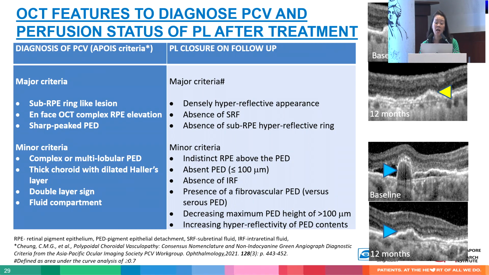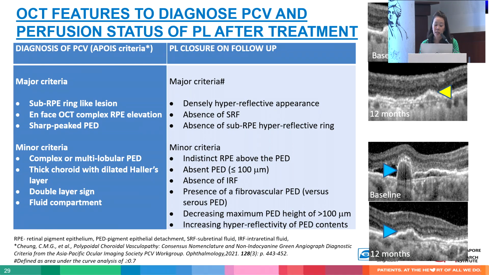You can see in this case, apart from what we presented before, where OCT can be used to diagnose PCV, it can also be used to assess the polypoidal lesion status after treatment. Some of the major criteria are if the polypoidal lesion has a dense hyperreflective appearance, like you can see on the top right picture at the follow-up of 12 months, and the absence of SRF and the absence of the subretinal hyperreflective ring, this shows that the polypoidal lesion is closed.